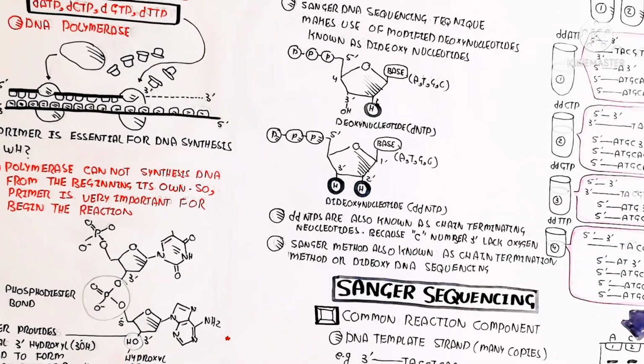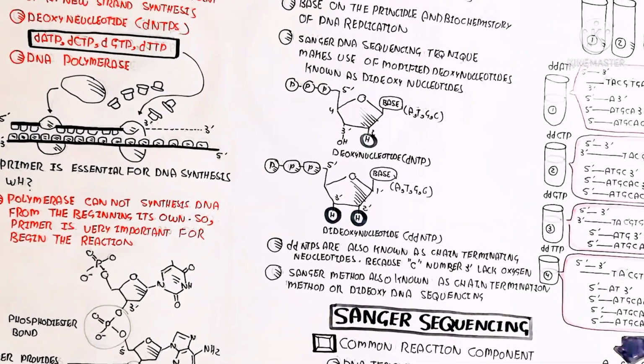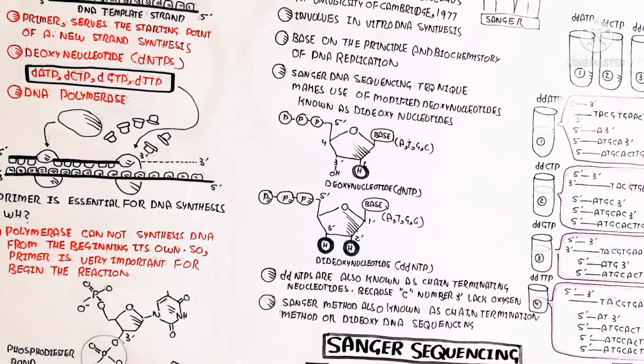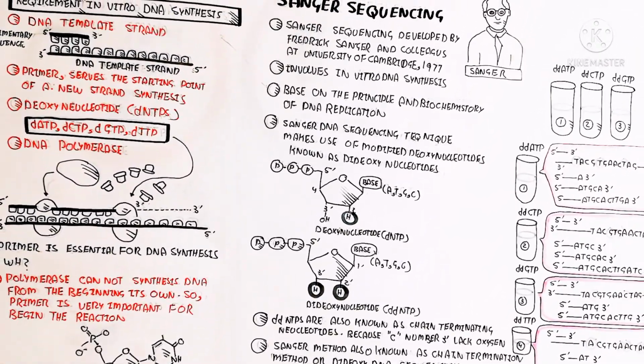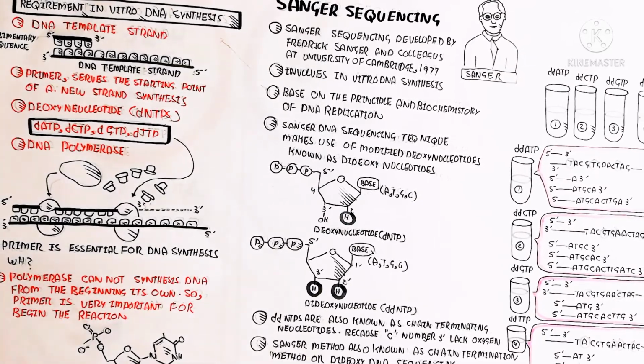When the deoxynucleotide binds, the elongation will continue, but when the dideoxynucleotide binds, the termination will occur to produce several types of segments.